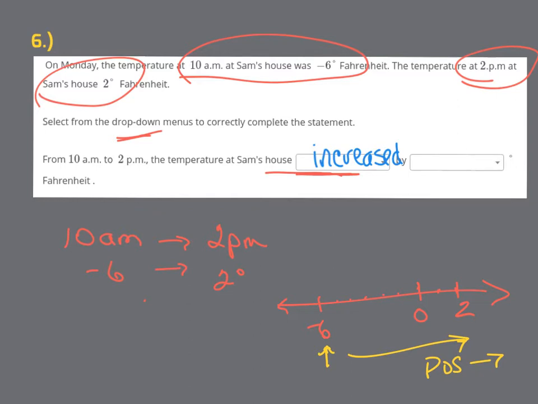Well, if I simply look at this, I know, well, from 6 to 0, this absolute value or the distance is 6, and then from 0 to 2, it's another 2. So I would add those, right? And the distance between the two, of course, is 8 degrees Fahrenheit.